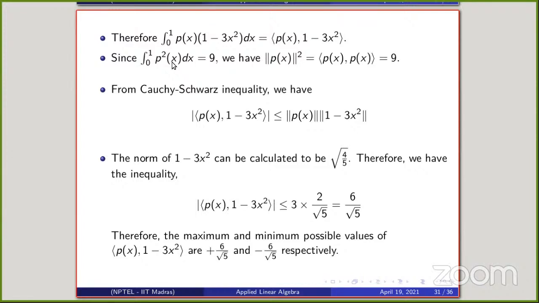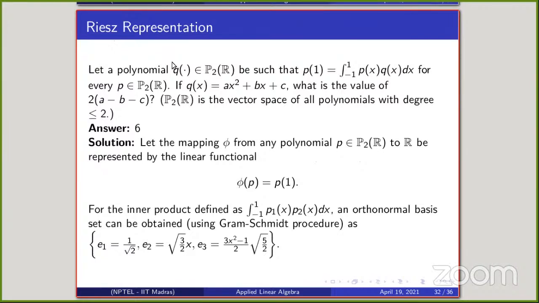Maybe we can go to the next question. The next question is on an interesting concept called Riesz representation.